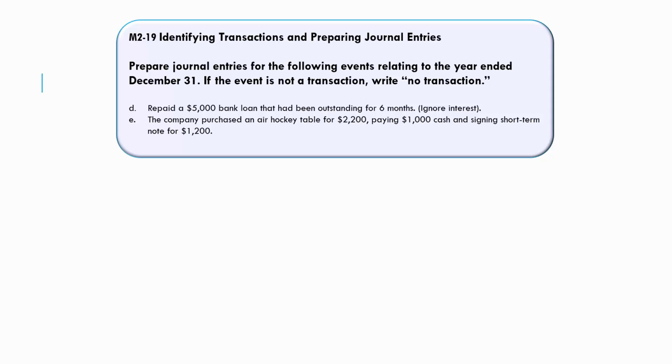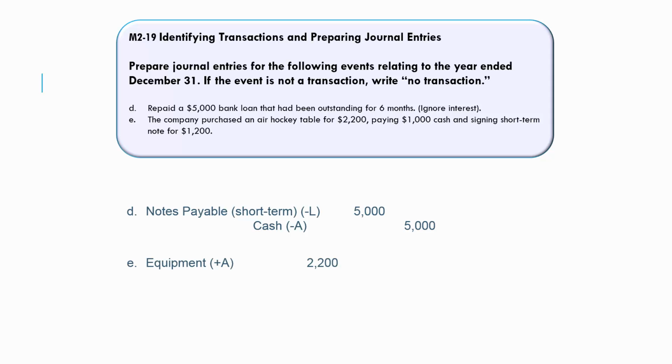Repaid a $5,000 bank loan that was outstanding for 6 months. Now, payments are credits to cash, so I can say, well, we're going to credit cash. And what are we doing with it? We're getting rid of a loan. So going back to the accounting transaction, the left side says cash is going to go down, assets are going to go down. The right side says something else must go down, and it is a liability and not an equity. So we can work through this and we can see that cash is credited and notes payable, and it says 6 months would be short term. So this would be in the current section, and that's why it's classified that way.